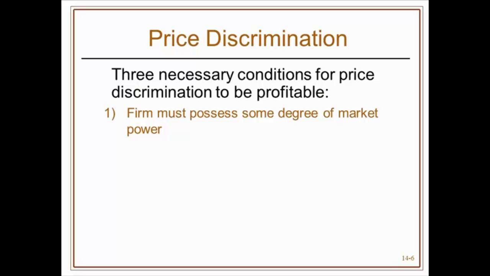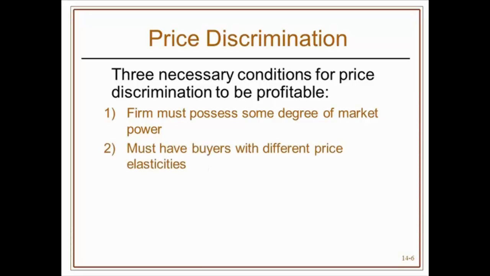A firm has to be able to set different prices, for one thing, so we wouldn't expect Farmer Bob or Farmer Joe to be able to price discriminate because each of them is very, very small, and they are price takers. So the only firms that are able to price discriminate are going to be price makers, firms with some degree of market power.